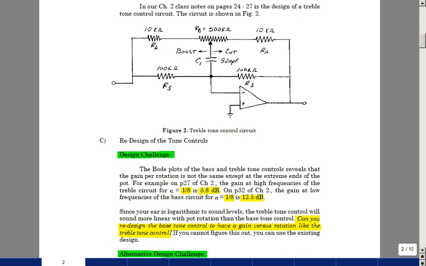Our ears are logarithmic to sound levels, and the treble tone control actually will sound more linear using a linear pot because of how the gain varied with rotation. We need to use a linear pot because of the center position, the case where we just pass the signal. Can you rethink the bass tone control to have a gain versus rotation like the treble tone control? Think about the differences and the similarities between the two designs.